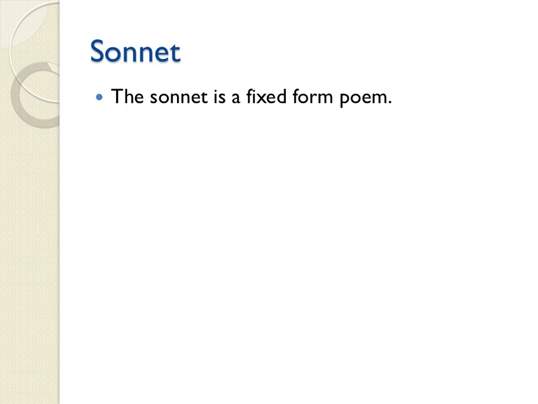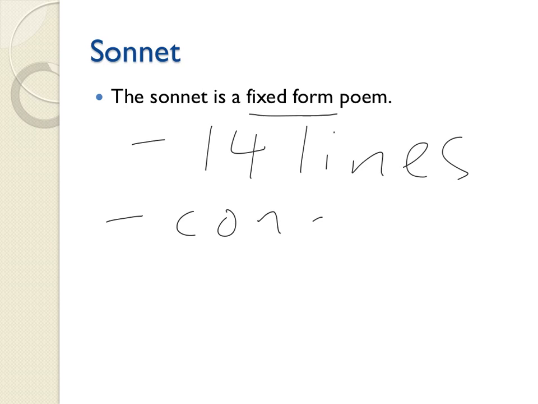So let's start with a basic definition here. The sonnet is a fixed form poem. What that means is that it's a poem that doesn't really have much variance in terms of its structure. A sonnet is 14 lines, and most of them have a particular set line length. And that means it's a very condensed form of poetry. It's a kind of poetry where almost every word plays a part in establishing the poem's meaning.